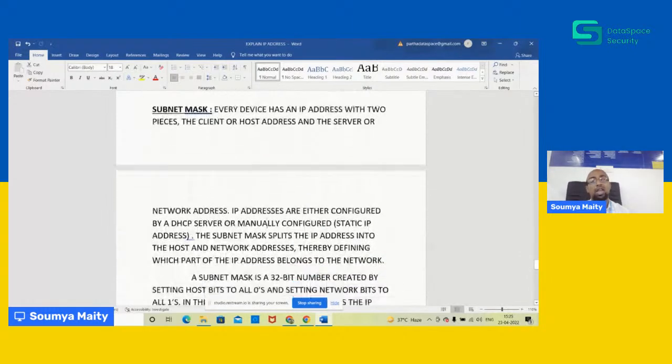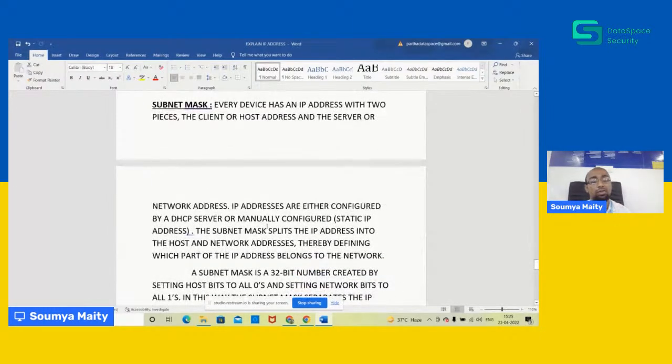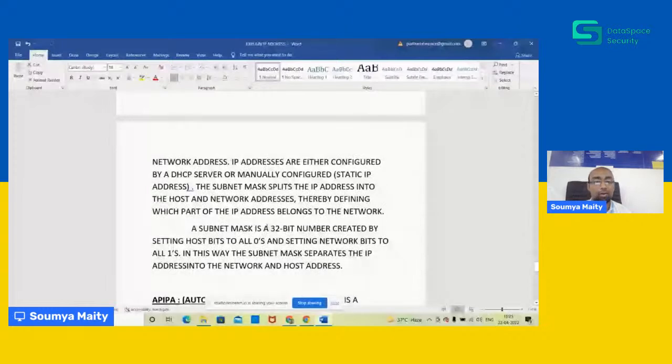What is a subnet mask? A subnet mask defines which part is the network ID and which part is the host ID. Every device has an IP address with two pieces, the client or host address and the server or network address. IP addresses are either configured by a DHCP server or manually configured. When manually configured, we call it a static IP address. The subnet mask splits the IP address into the host and network address, thereby defining which parts of the IP address belong to the network.